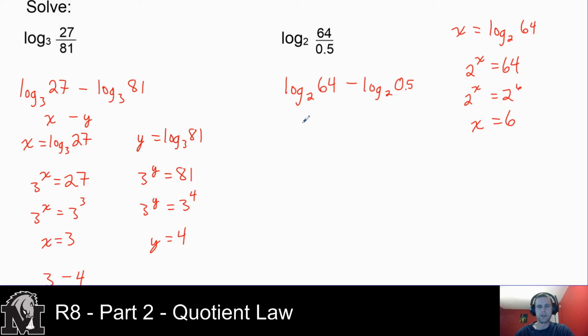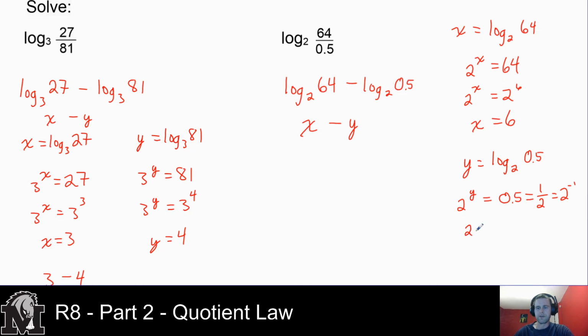So log base 2 of 64 is equal to x. I'm going to let log base 2 of 0.5 equal y. So y equals log base 2 of 0.5. I move the base to the other side, put it into exponential form. And I'm not a huge fan of decimals. You probably know that about me by now. So I'm going to express this as 1 over 2. Now I understand that some of you don't love fractions. So what we can do is we could actually write this without the fraction, and this is going to be 2 to the power negative 1.